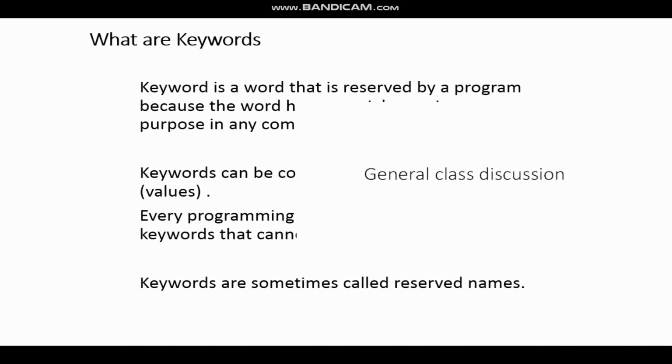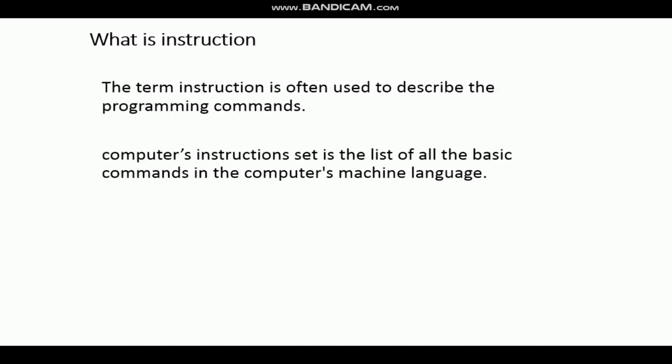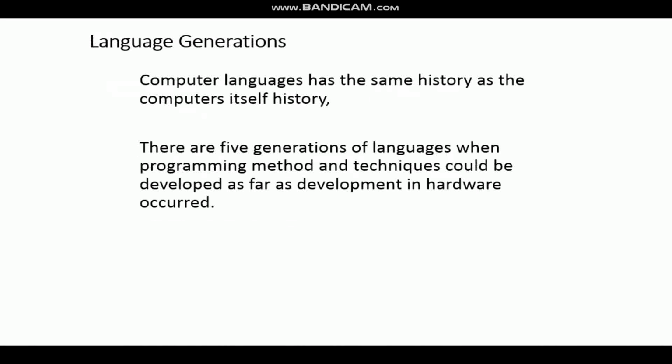Language generations. Computer languages have the same history. From the very beginning, languages were made along with the computers. Though there are five generations of computers, as far as development in hardware goes, development in languages has occurred from the very beginning.